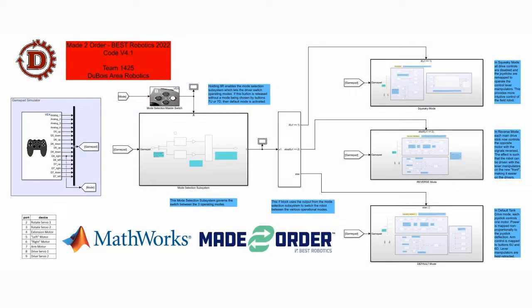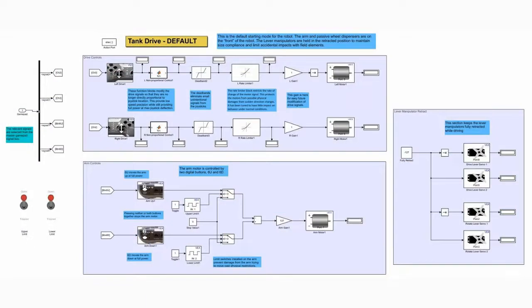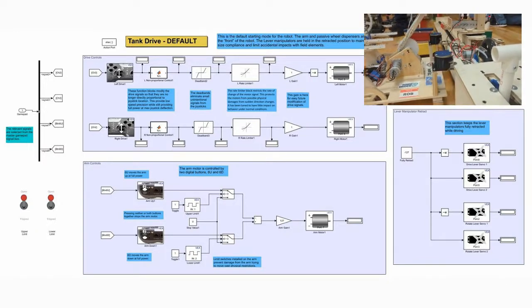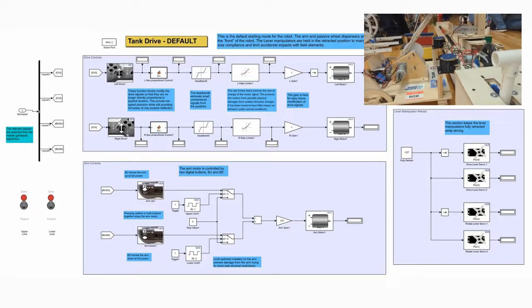Through consulting with the robot designers and the drive team, the robot code developed to have three distinct drive modes: a default driving mode, a reverse driving mode, and a squeaky mode for interacting with the field robot. Each of these modes was placed in an if action subsystem that was activated by a combination of specific button presses. The robot begins in default mode, which operates with the arm facing forward for interacting with the game pieces.